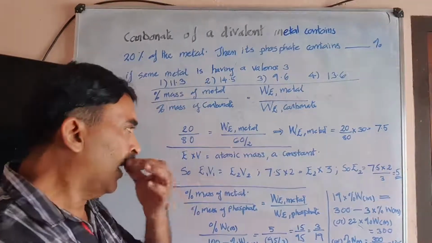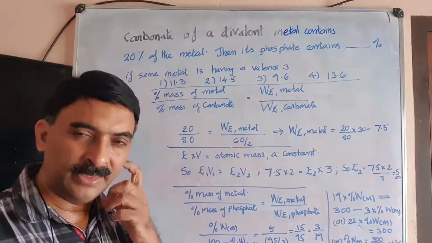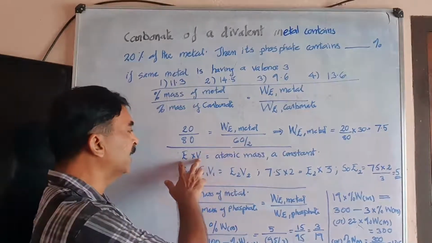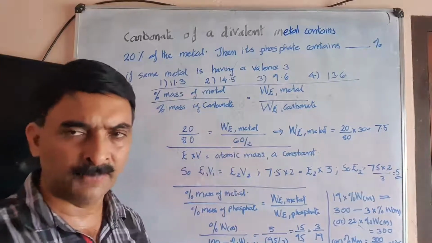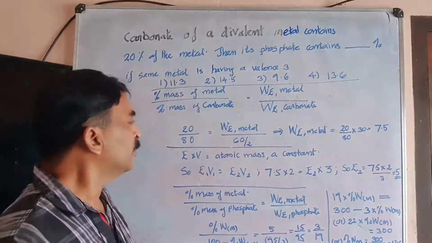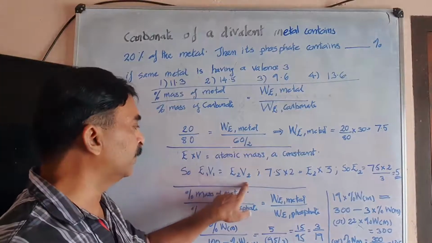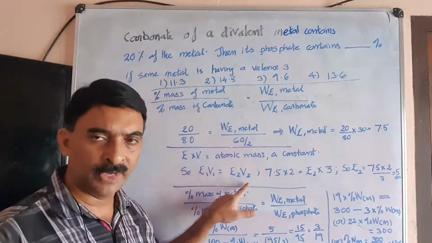Now, how to get the equivalent mass of the metal when its valence is 3? See, you have to remember, equivalent mass into valence is atomic mass. Equivalent mass into valence is atomic mass, which is a constant. Atomic mass of an element is a constant. We know that. So, we can write that E1 V1 is equal to E2 V2. Equivalent mass 1 into valence 1 is equal to equivalent mass 2 into valence 2.